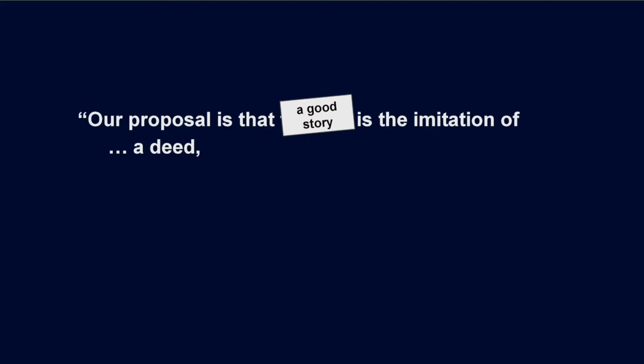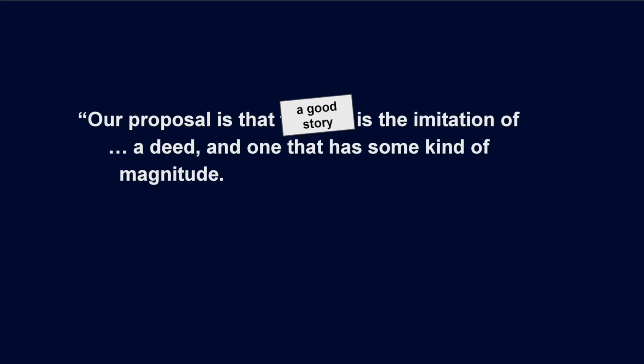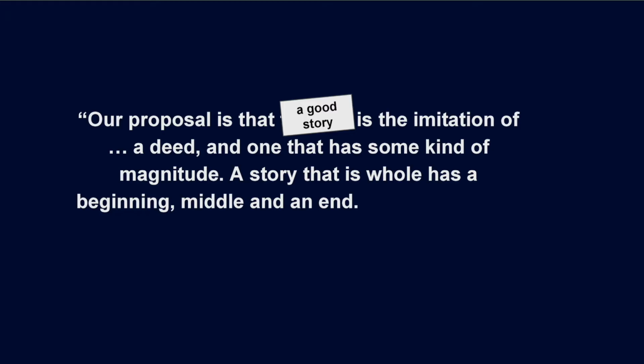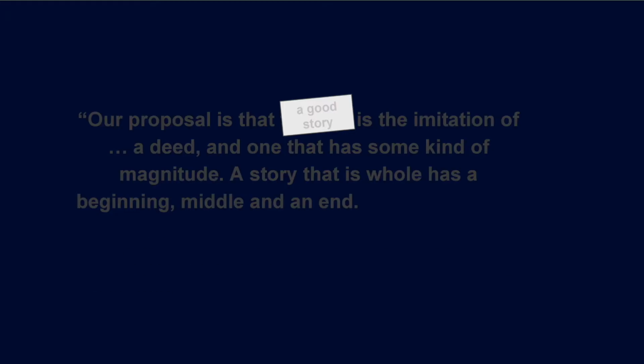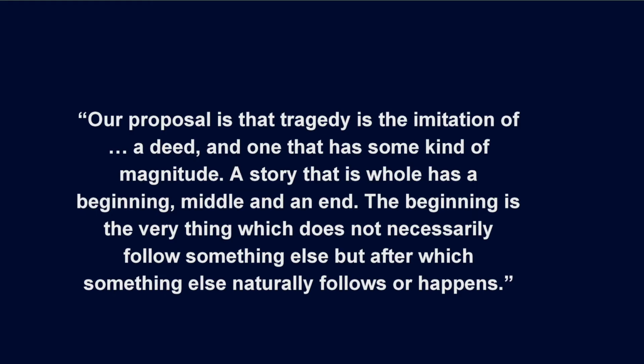Why are East Asian writers doing this when Hollywood writers won't? Frickin' Aristotle! His proposal was that a good story is the imitation of a deed. And you can't have a deed without a doer, so there's an active protagonist. And one that has some kind of magnitude. High stakes. A story that is whole has a beginning, middle, and an end. 3-act structure. And then there's a ramble that boils down to narrative economy.